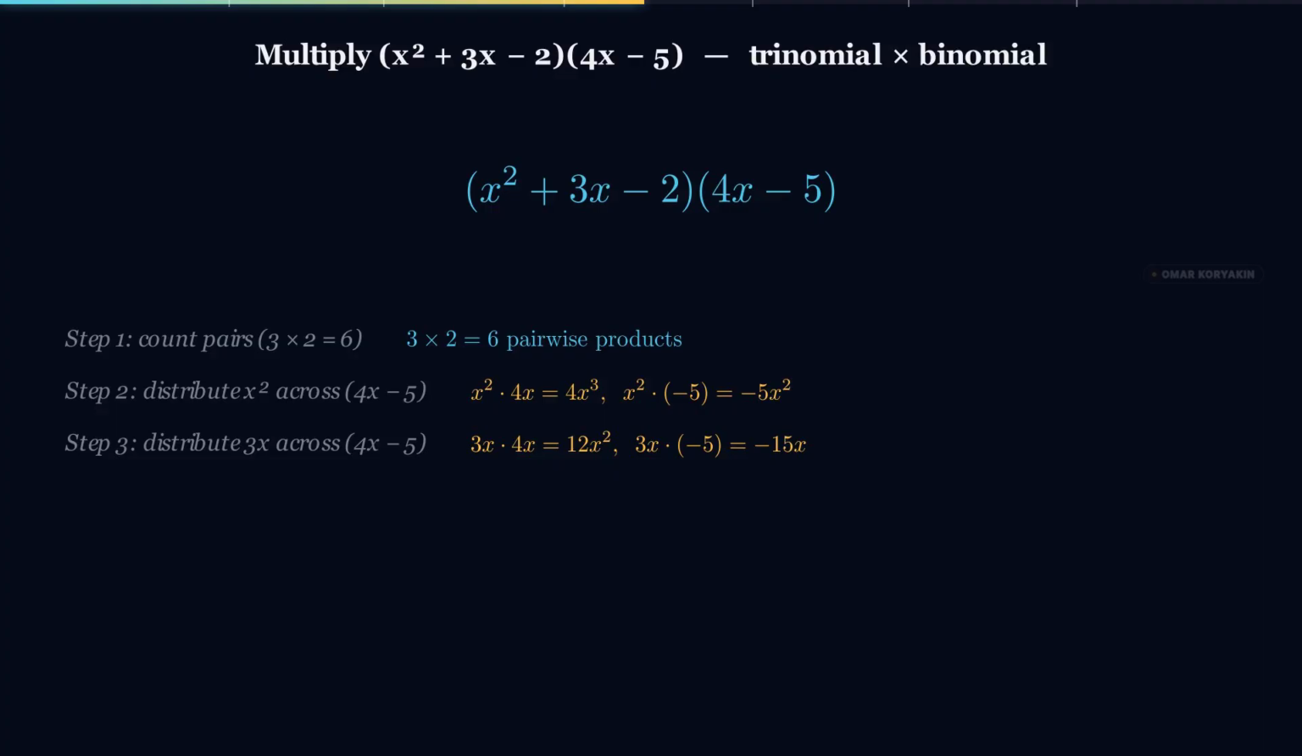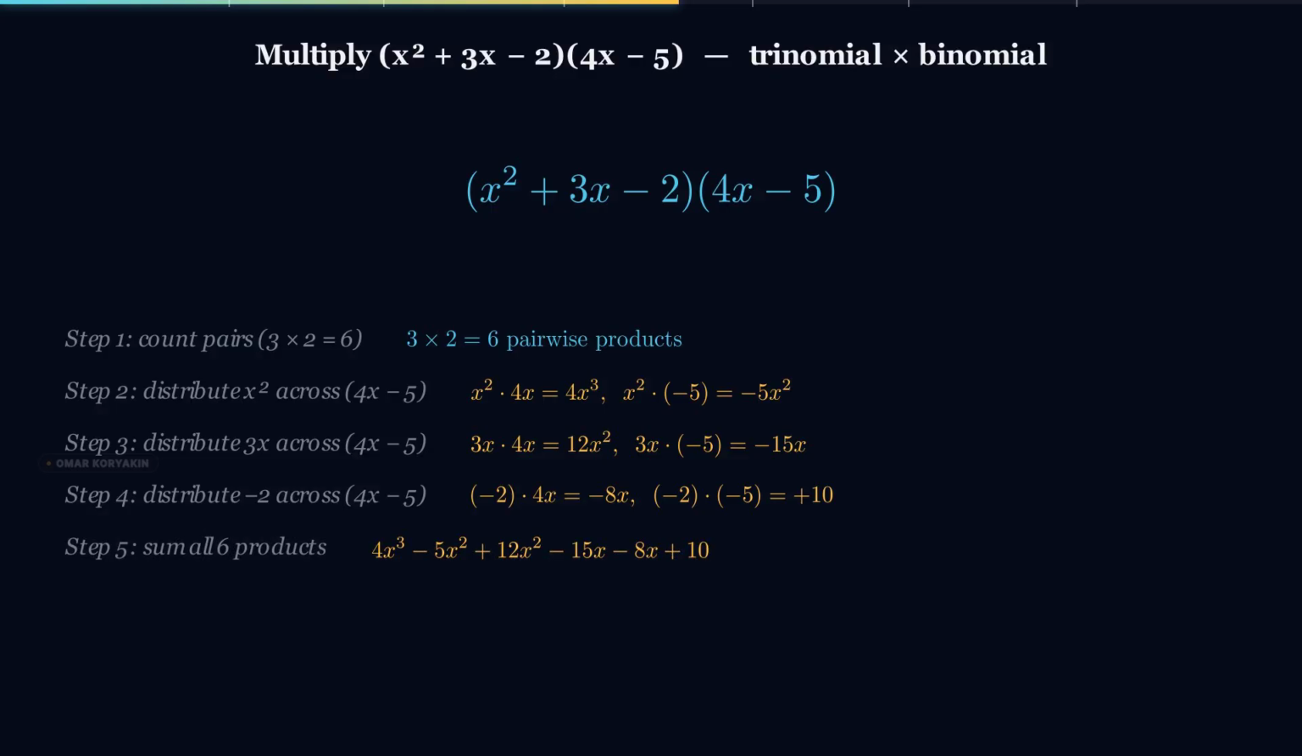The expanded sum is 4x cubed minus 5x squared plus 12x squared minus 15x minus 8x plus 10. Step 4. Collect like terms. The x squared terms are negative 5x squared and 12x squared. Combined they give 7x squared. The x terms are negative 15x and negative 8x. Combined they give negative 23x. The cubed and constant terms have no partners and stay as they are.